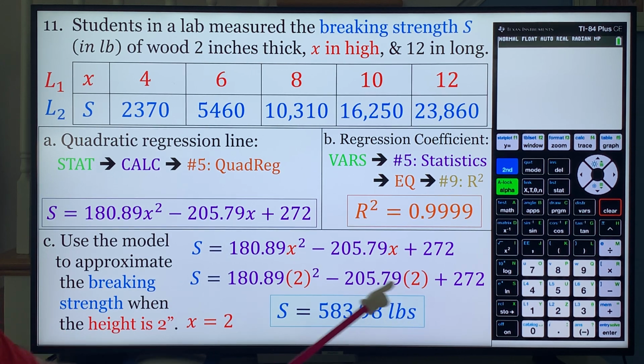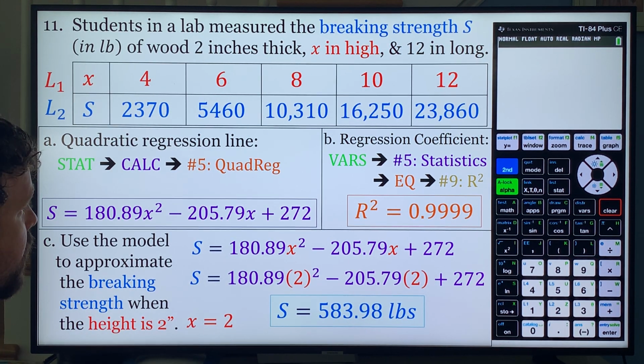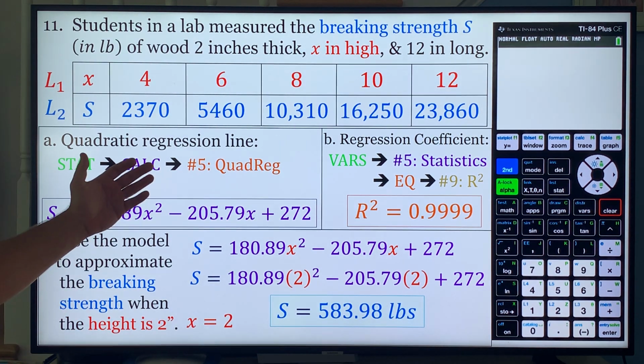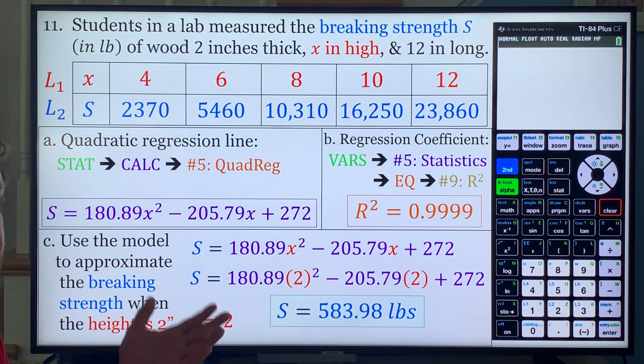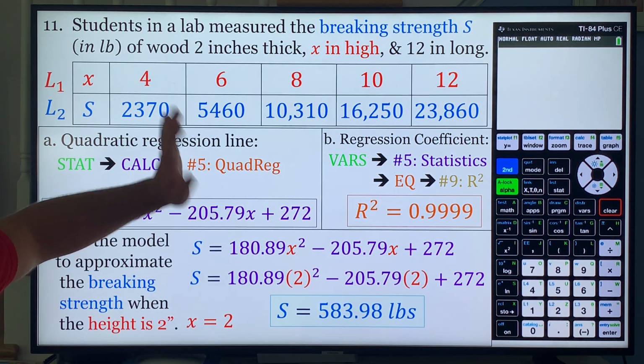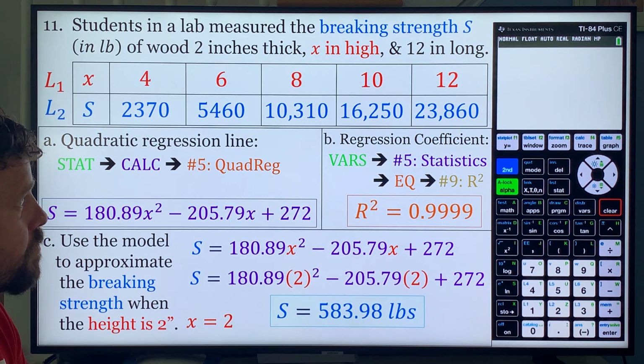Let me check my answer. 2 is a little bit less, so it should be less than 2,300. It is indeed less than that. Okay. That's it. We really don't know because it's quadratic, it's a squared, so it's not going to be half or a third or stuff like that. It's just going to be less.